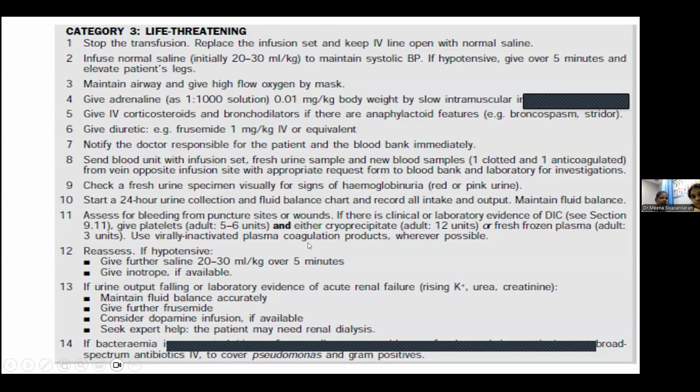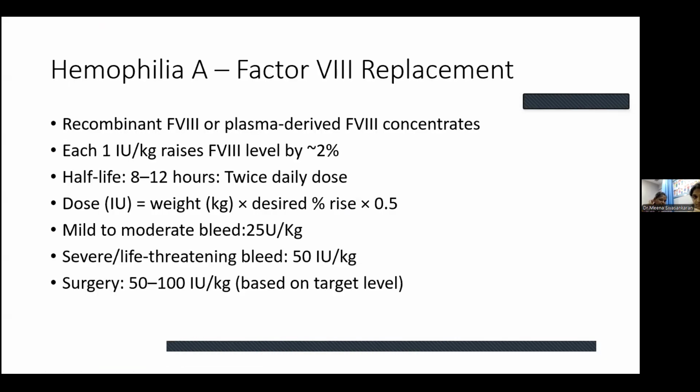Reassess if hypotensive. Give further saline 20 to 30 ml per kg over 5 minutes. Give inotropes if needed. If urine output is falling or acute renal failure, meaning raised potassium, urea and creatinine, maintain fluid balance accurately. Give further furosemide. Consider dopamine infusion if needed. Seek expert help. If bacteremia, we should start immediately broad spectrum antibiotics to cover Pseudomonas and gram-positive organisms.